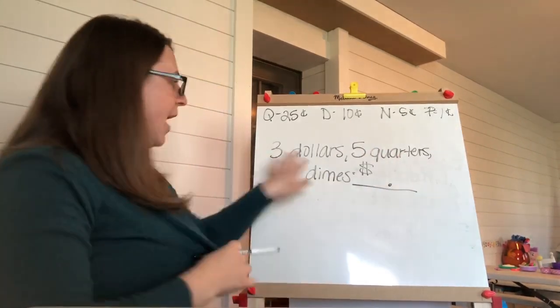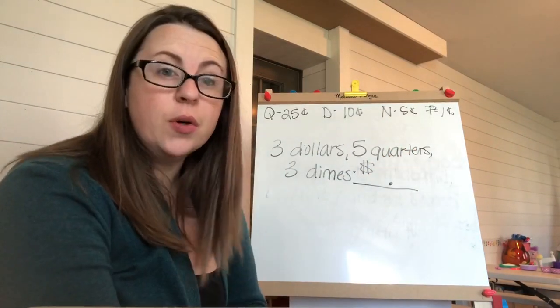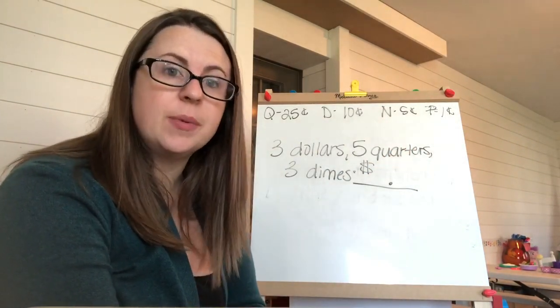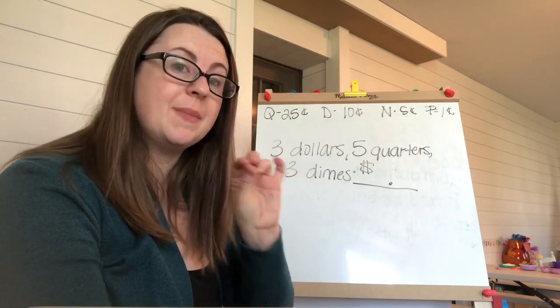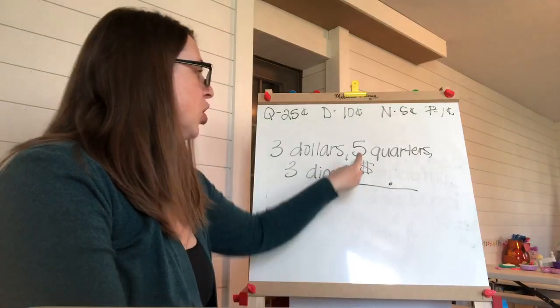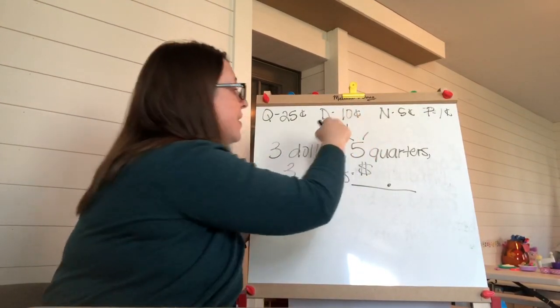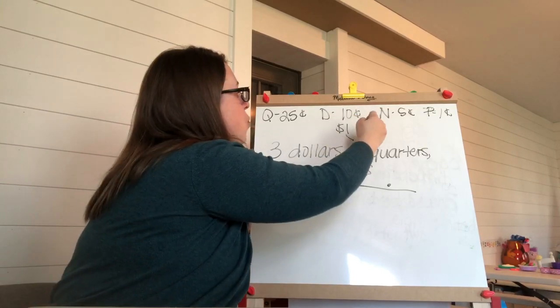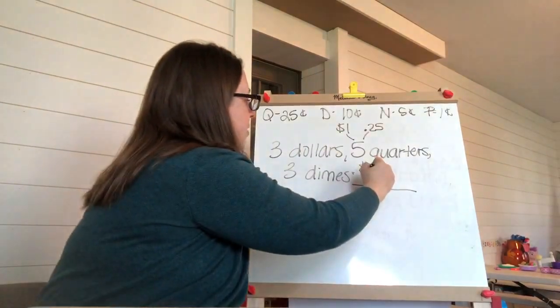So we know $3 is obviously $3, but then when you look at the quarters, I know that 5 quarters is more than $1 because we've been talking a lot in class about 25, 50, 75, 100. 4 quarters makes a whole other dollar. So if I have 5 quarters, you have to think about it as I have $1 and then I have 25 cents left over. So really I have $4.